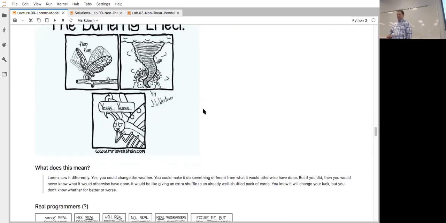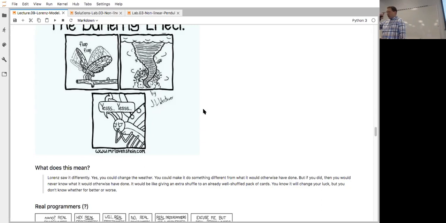Lorenz thought differently. Yeah, you're right. You definitely could change the weather. You seed a cloud there, or build a geodesic dome here, or flap your wings. I agree that what we're saying here is it could actually change the weather. You could make it do something different than it wouldn't have done before. But if you did, you never know what it would have done otherwise. It'd be given like an extra shuffle of an already well-shuffled deck of cards. You know it'll change your luck, but you don't know whether it'll be for better or for worse, right?